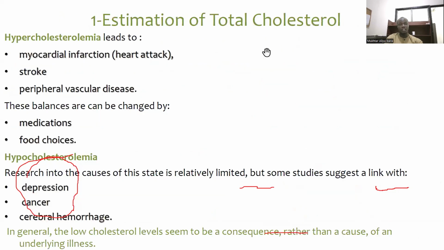The next thing is estimation of the total cholesterol. How do we estimate the total cholesterol? And of course, why do we need to actually estimate the total cholesterol? Hypercholesterolemia, when you say hypercholesterolemia, it means a high concentration of cholesterol in the blood. So hypercholesterolemia leads to myocardial infarction, that is heart attack, if the concentration of the cholesterol is very high. If the concentration of the cholesterol is very high, then what will happen? It will lead to heart attack.